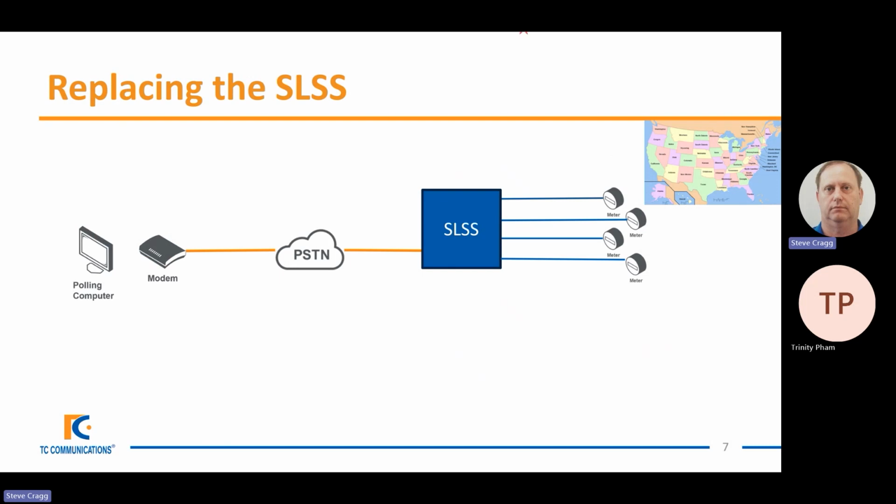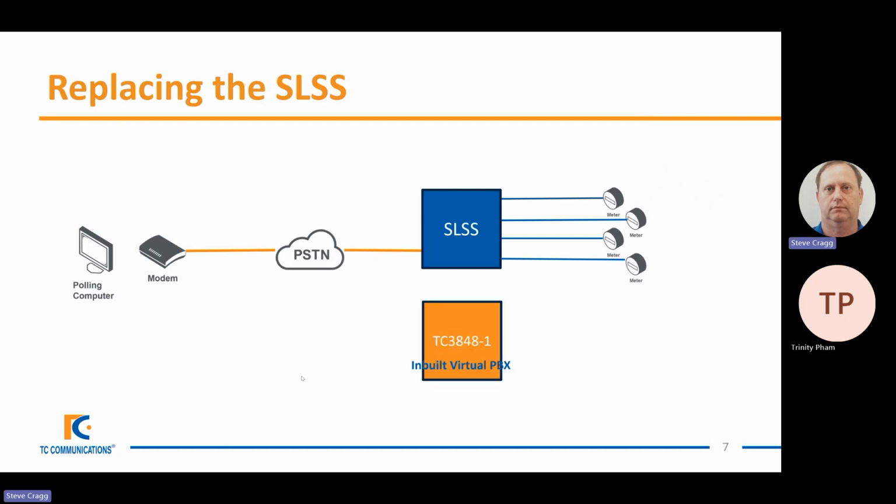This example was actually done using a customer for ours in New Mexico. They were looking for an alternative to the SLSS. So in this case, we simply add the TC3848-1. Now, I've put here that it actually has an inbuilt virtual PBX.